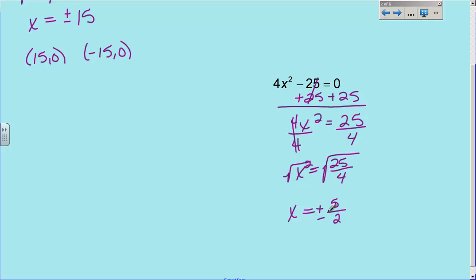So it's both of those. It'll be positive 5 over 2, and it'll be negative 5 over 2. You could have divided this and then taken the square root, and you probably would have gotten the exact same answer, but this is just easier. Both of these are a square root. Just square root it and leave it as a fraction. If you want to write plus or minus 2.5, more power to you, but that does mean the same thing.